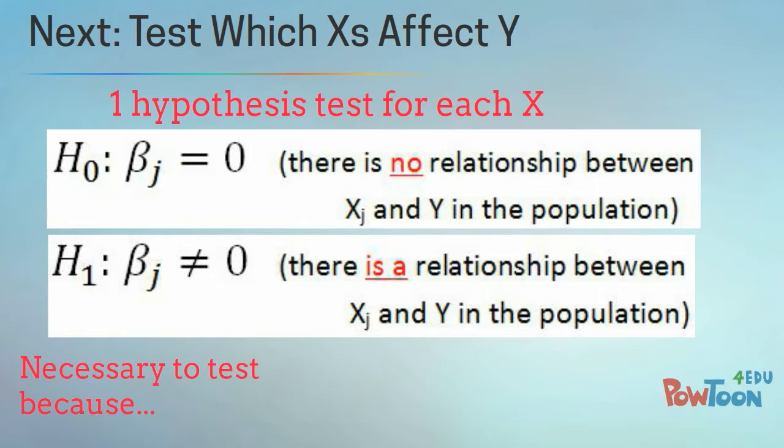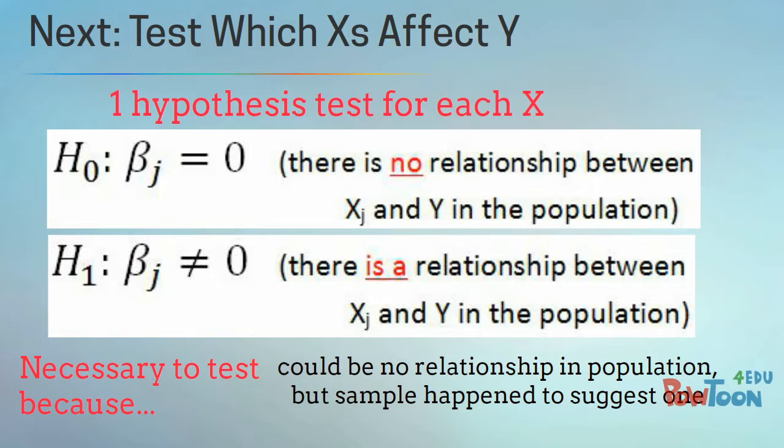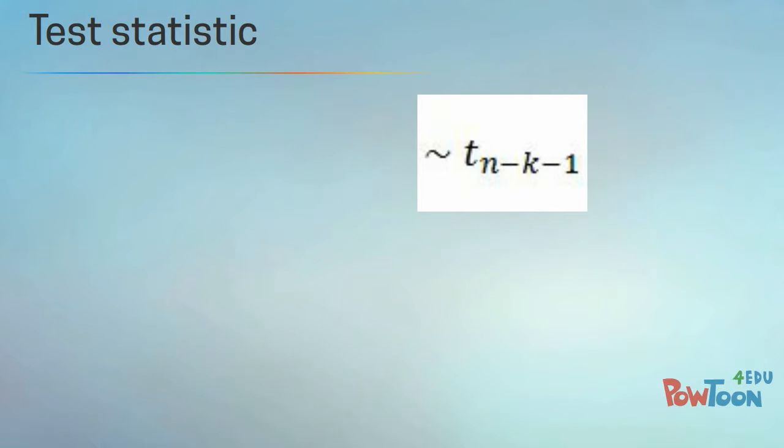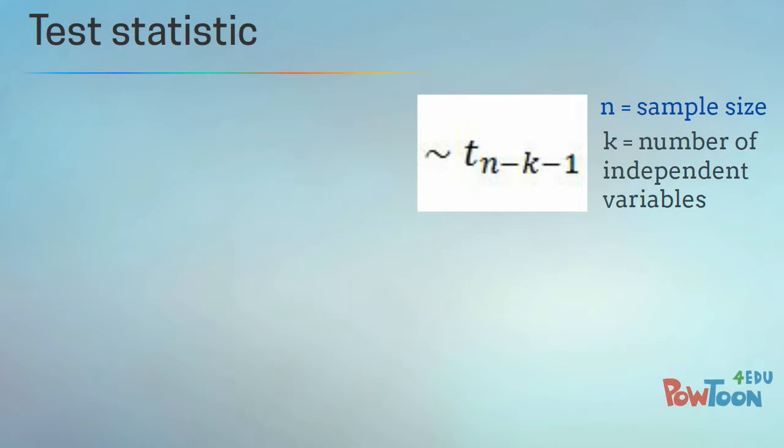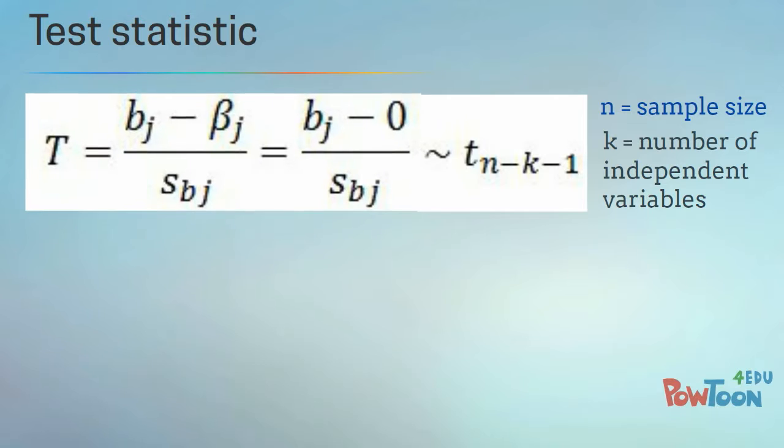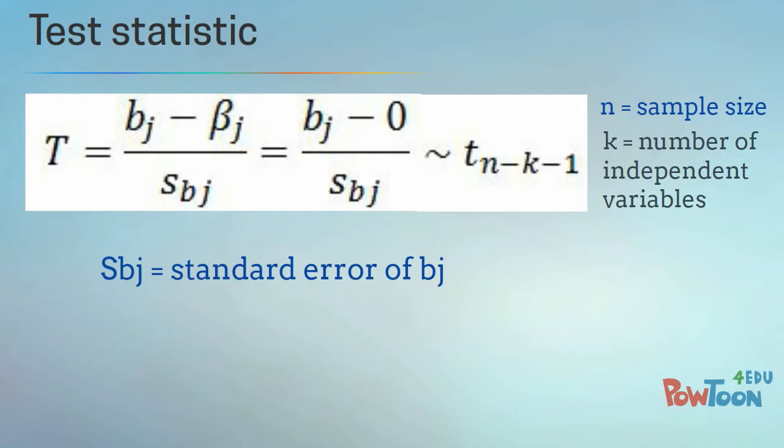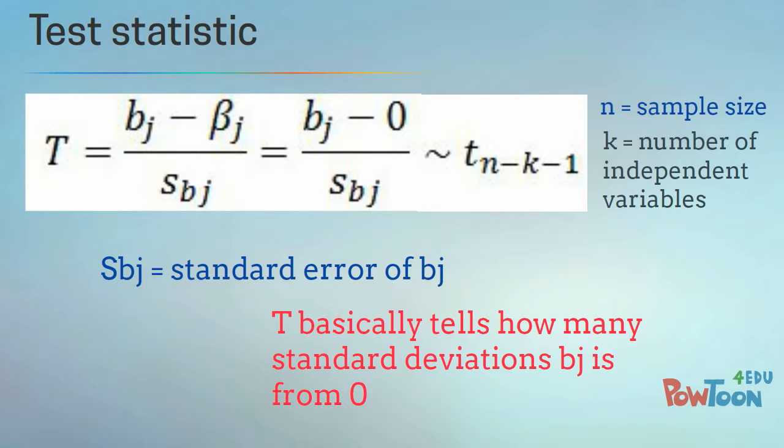This test is necessary because it is possible for there to be no discernible relationship in the population, but it happened by chance that our sample appeared to suggest a relationship. The test statistic for each hypothesis test is a t with n minus k minus 1 degrees of freedom, where n is the sample size and k is the number of independent variables in the model, and each t statistic equals bj minus beta j over sbj, or bj minus 0 over sbj, where sbj is the standard error of the estimate bj. The test statistic basically tells us how many standard deviations the sample coefficient bj is from 0.